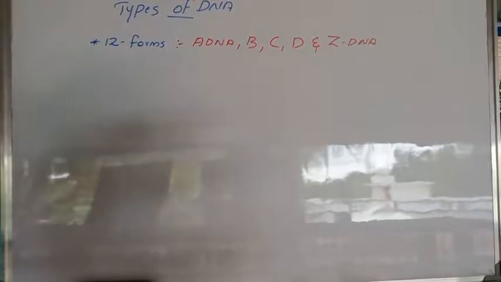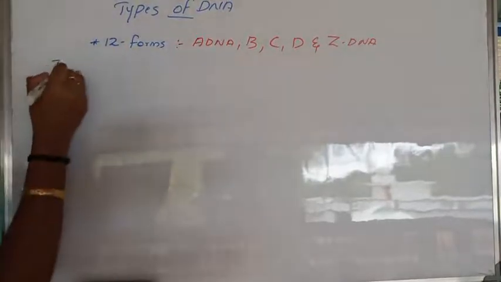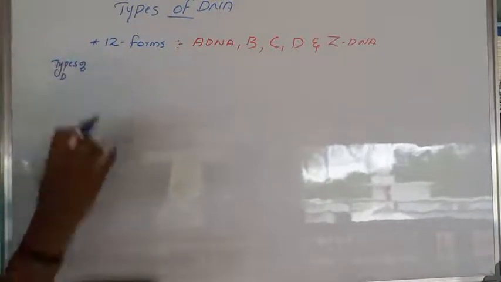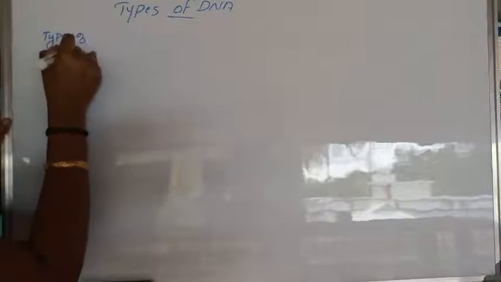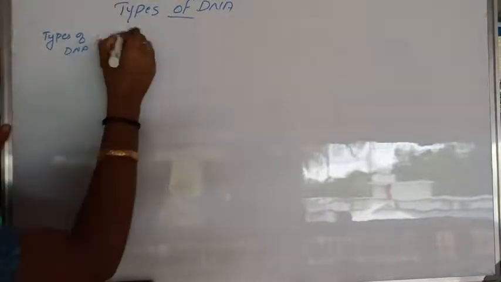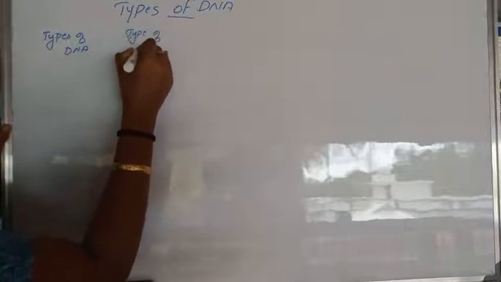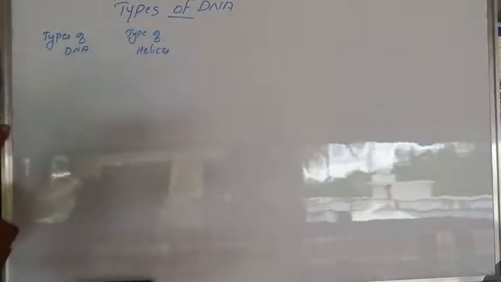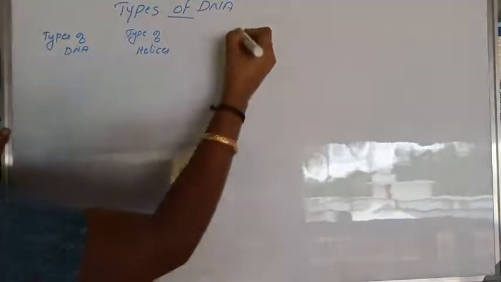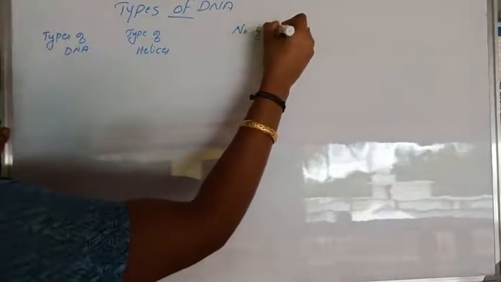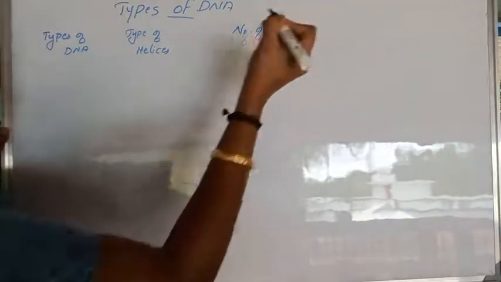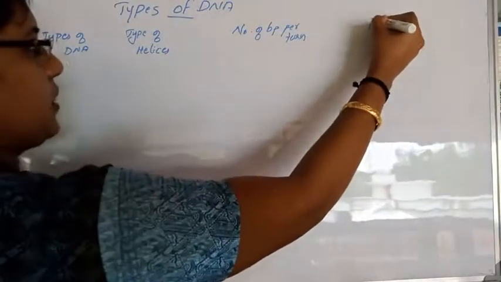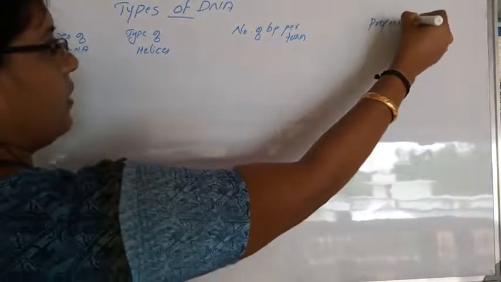Let me draw a box. It will be more helpful. So, types of DNA. Then, type of helix. Then, number of base pairs per turn. Then properties. What are the major properties? Okay, so first one, A-type DNA.